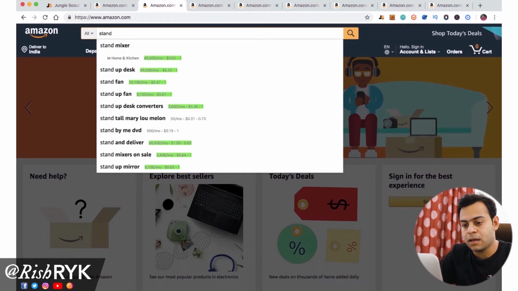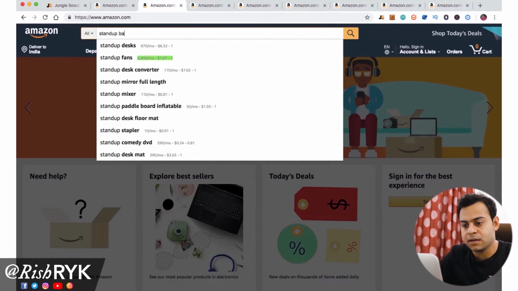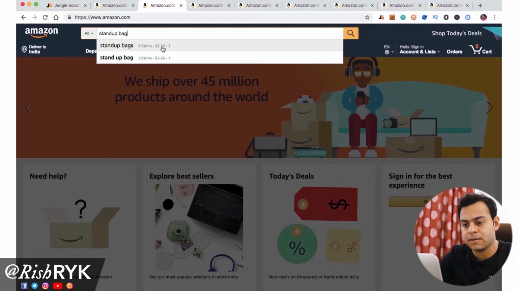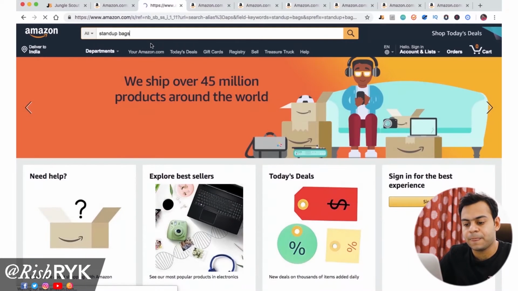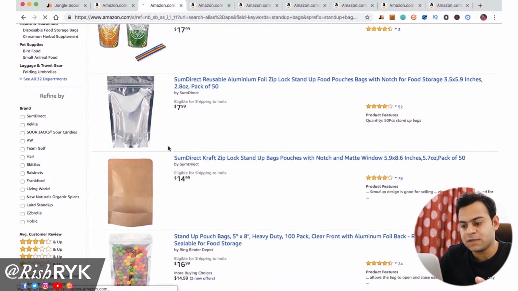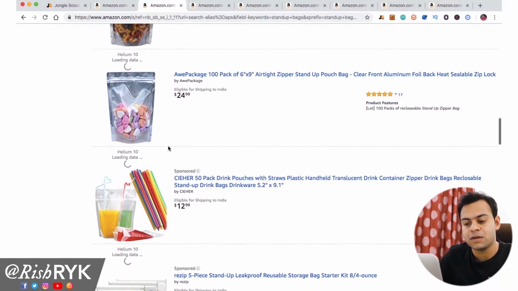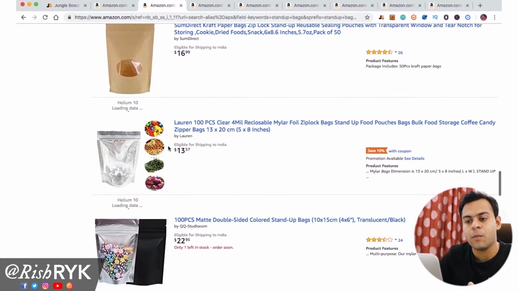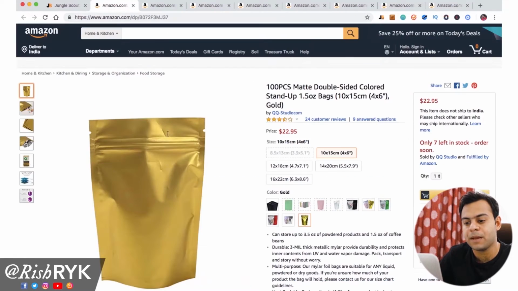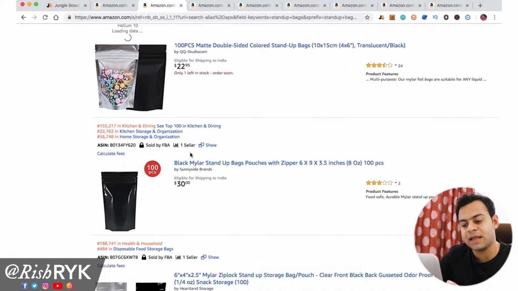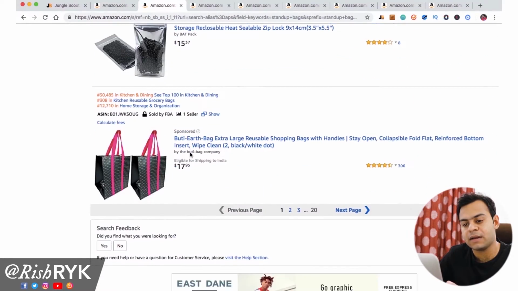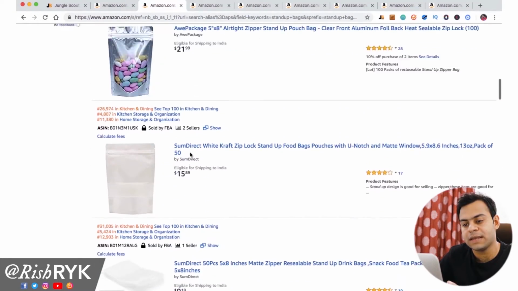Stand-up bag. Alright, let's see what we get. Alright, so yeah, that was absolutely correct. We are getting similar products, similar to what we have opened here through the JungleScout web app. And this is the kind of product that we are observing on the other tab.